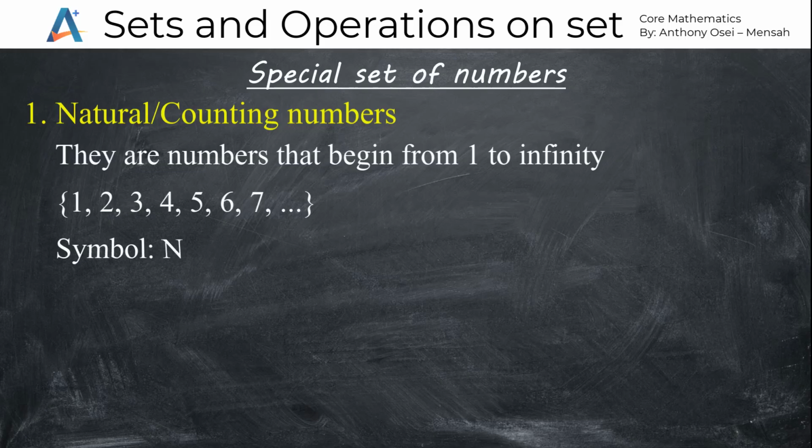Now, the symbol for natural numbers or counting numbers is denoted by N. So we are saying that N is the symbol for natural numbers or counting numbers.